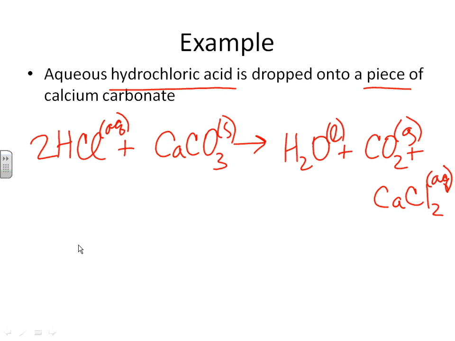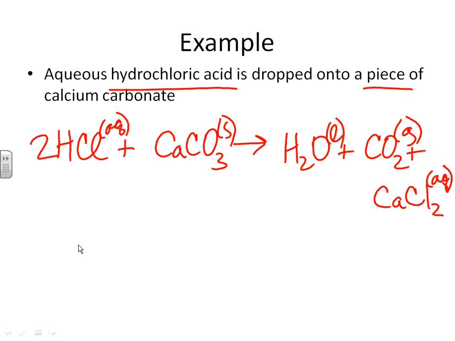So we've balanced it, we have identified phases of matter. Now let's identify the strong electrolytes. Remember, strong electrolytes are strong acids, strong bases, and soluble salts. They are not molecular compounds. They are not weak acids, weak bases. They are not solids, liquids, or gases.